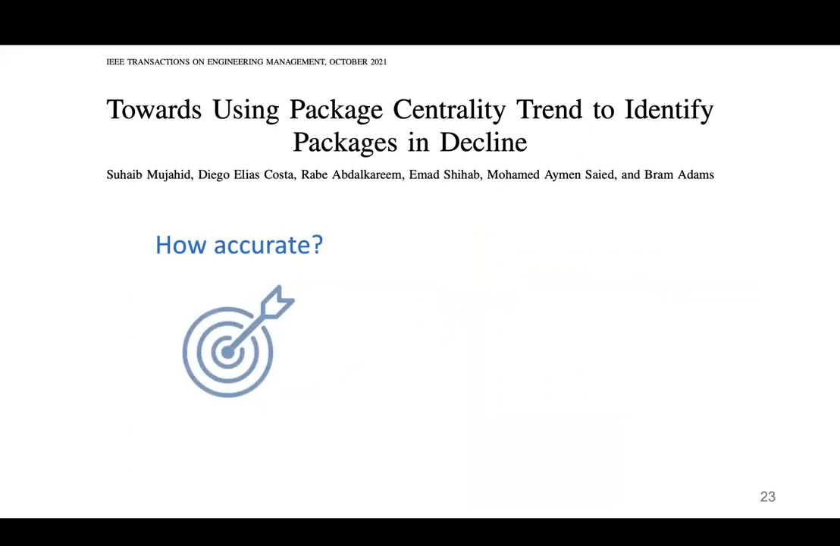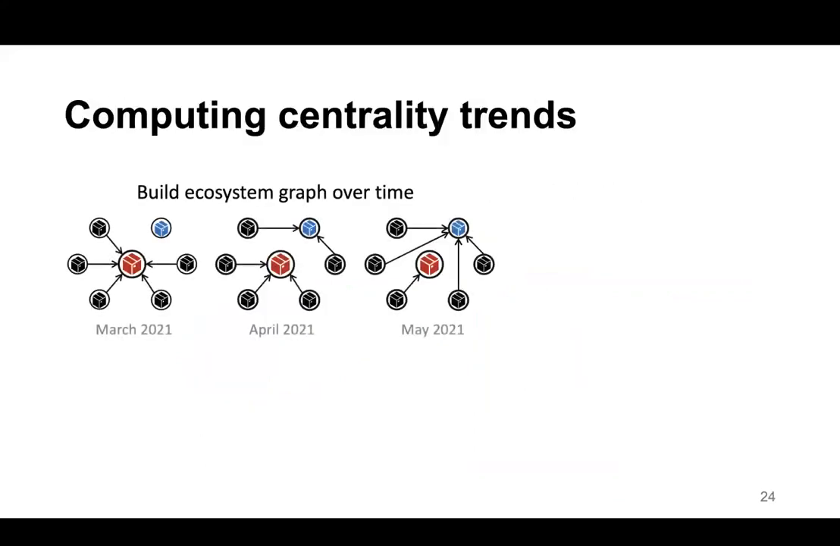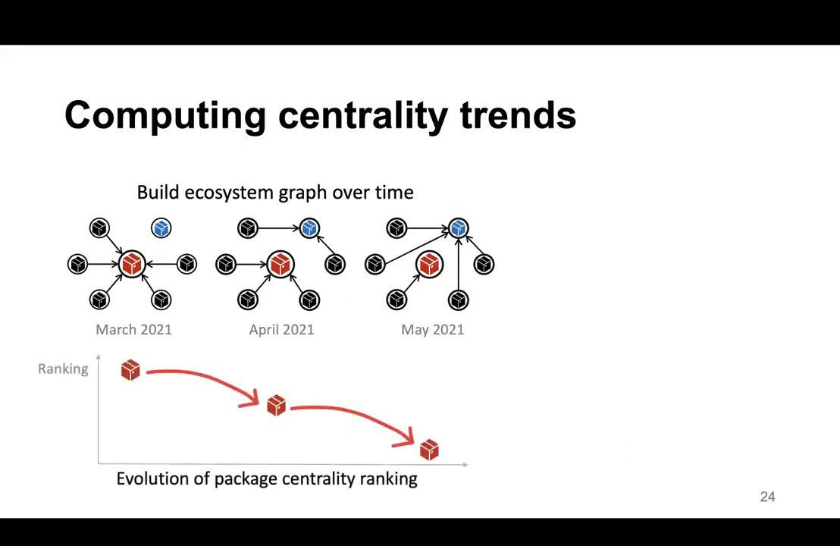This is what we did. We did a study where we evaluated two things: how accurate is using centrality, and how far in advance can we detect packages that become deprecated, that no one is maintaining anymore. Right, so here's what we did. We built the entire ecosystem graph over time, every month. Here you can see the red package is quite central, and then it starts losing centrality because people are migrating to the blue package. Once that is consistent over time, more than 6 months, we flag the package as in decline. Community interest is declining there. You should perhaps think twice before adding that library to your own application.